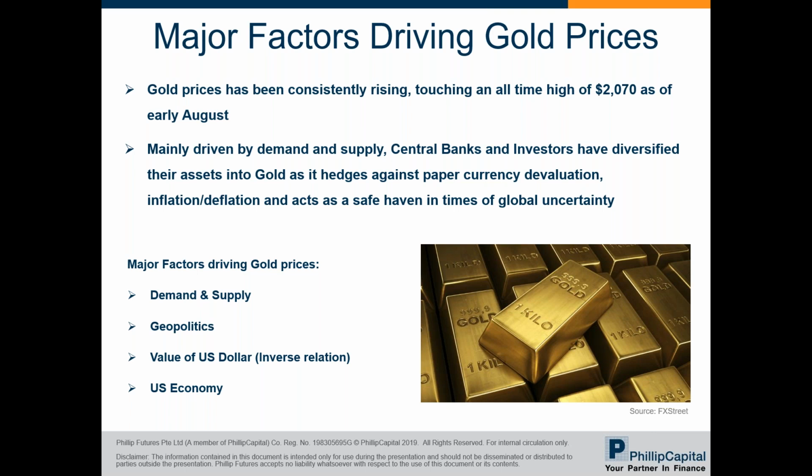And you can actually see that from when COVID-19 started, the gold price has accelerated so much since then. In global uncertainty it goes up so much, because it's viewed as a safe haven. So, some of the major factors: demand and supply. If there's more demand and not enough supply, the price just rises all the way up.